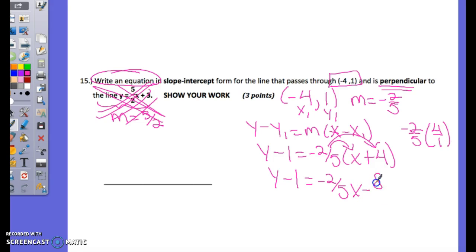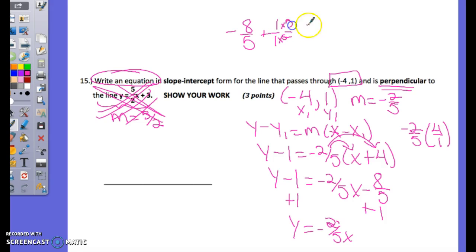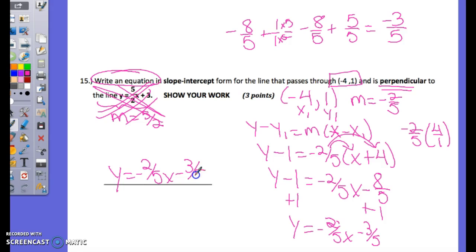You get -8/5. Go ahead, add 1 to both sides, and you get y equals -2/5 x. And then in some scratch work, -8/5 plus 1/1 is the same thing, times 5 over 5. -8/5 plus 5/5. -8 plus 5 is -3/5. So your final answer is y equals -2/5 x minus 3/5.